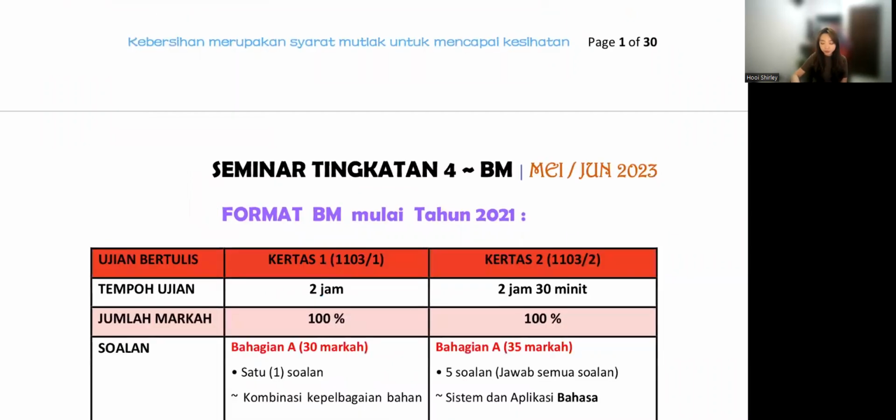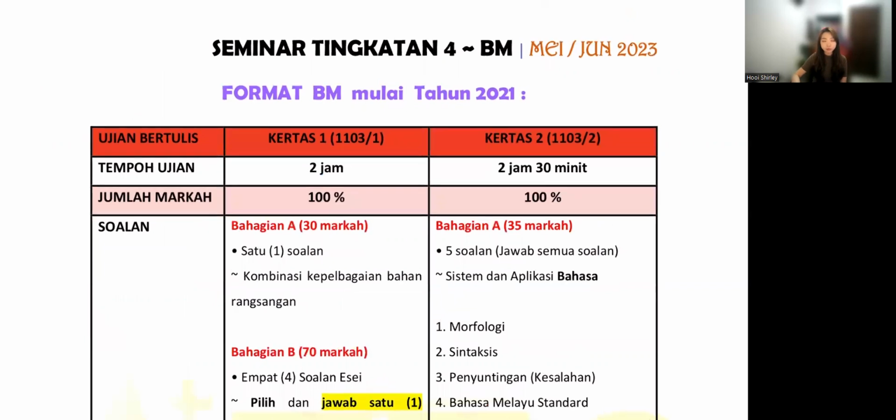Okay, so right now, let's look at the format. For SPM, Form 4 and Form 5 share the same format, which is totally different from Form 1, 2, 3. For example, Kertas Satu is purely an essay question, karangan. But for Form 1, 2, 3, Kertas Satu is objective, kata bahasa, then pemahaman, and Kertas Dua is karangan. That one is from Form 1, 2, 3.